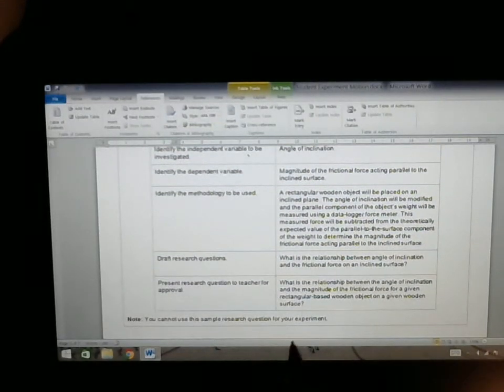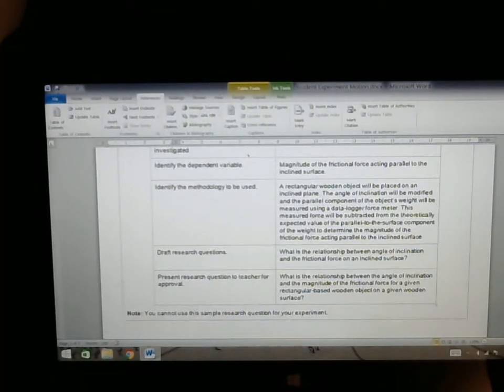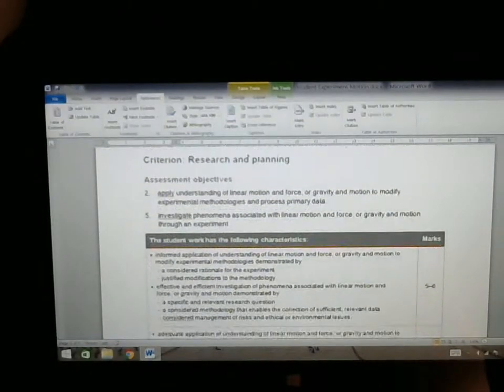This last one, what is the relationship between the angle of inclination and the magnitude of the frictional force for a given rectangular-based wooden object on a given wooden surface? Now, we'll come back to that in a minute, and we'll especially revisit this in the modification video, because this specificity of the wording here is really important. Okay, but whatever one we give you as a scaffold, you can't do that for your student experiment.